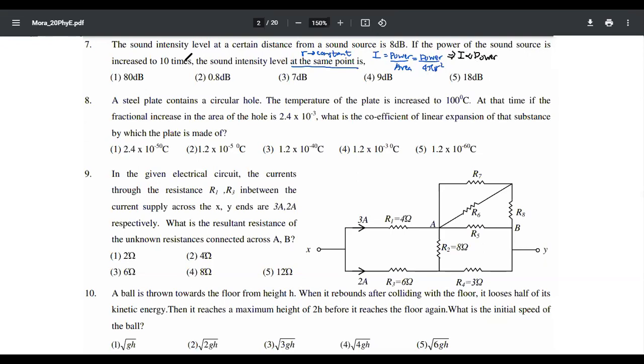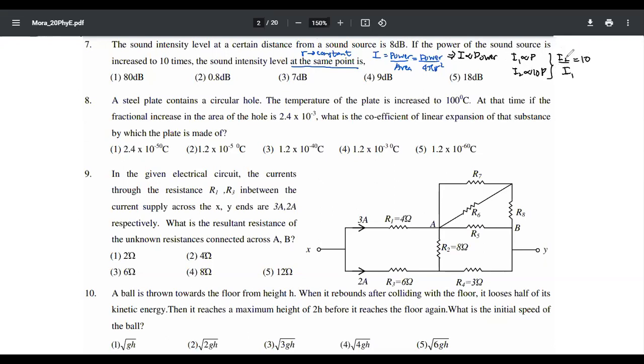Right. Sound source power is increased by 10 times. Now I'll start like this, people. I1 is proportional to P. I2 is proportional to 10P. Do you understand? Because it was increased by 10 times. Therefore, you will be getting I2 over I1 is equal to 10. I have taken the initial power as P. The power was increased by 10 times. When you increase the power by 10 times, the intensity at the same point is going to be proportional to 10P.